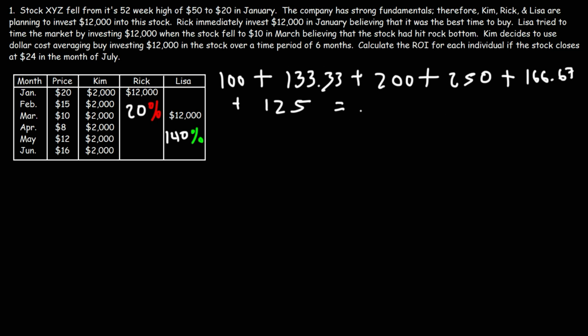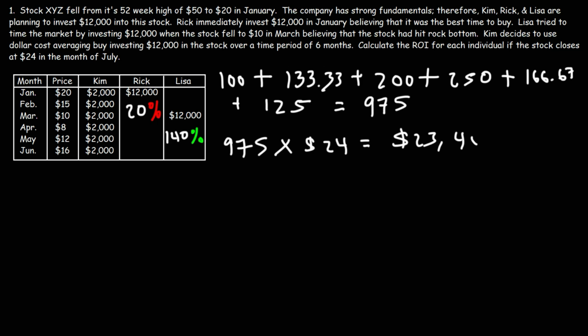So she bought a total of 975 shares. So now what we're going to do is calculate how much she's going to receive when she sells all these shares at $24 in the month of July. So she's going to receive $23,400.